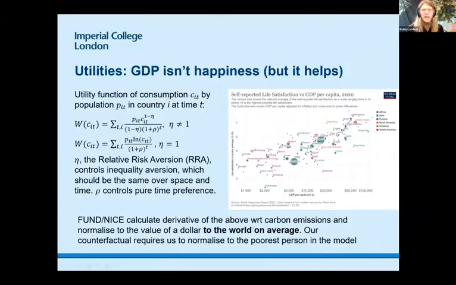Yes, so the way that you then calculate how good something is, you calculate the derivative of this with respect to your emissions, and then you normalize it for the current value of $1. Now, FUND and NICE do this as $1 to the world on average. However, in our counterfactual, we are saying you could send that dollar to the poorest person in the world. So your counterfactual in this instance, not in general, should be normalized to the value of $1 to the poorest person that exists in your model.